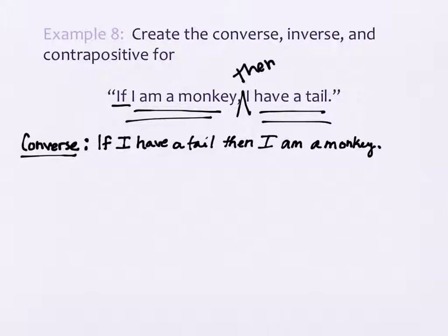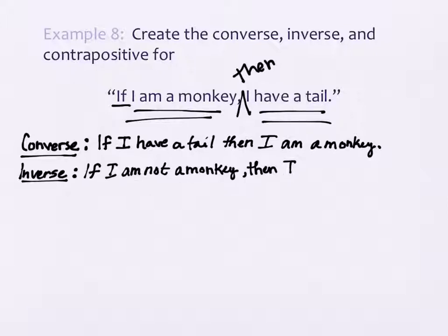Okay, that's the converse. Inverse is next. What do I do when I create an inverse? I negate the P and I negate the Q, but they stay where they were from the original statement. Okay, if is still at the beginning, but instead of it saying, if I am a monkey, what will it say? If I am not a monkey, then what? Then I do not have a tail.